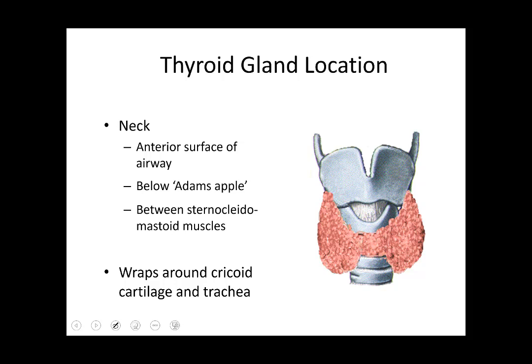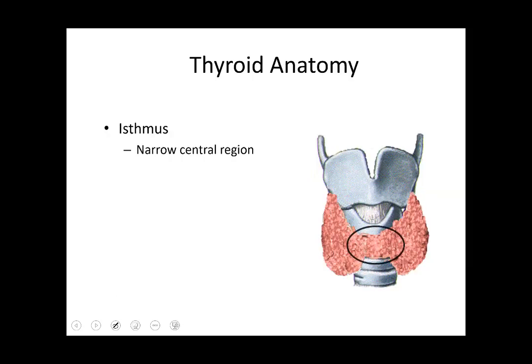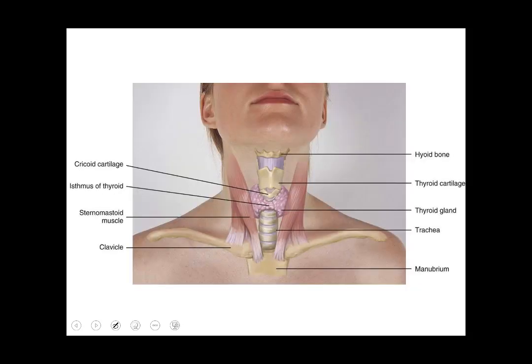So it's wrapping around that airway, the cricoid cartilage and the trachea. We can see it here. In this case, it's lifted up a little higher with the neck in that position. The isthmus is like a bow tie, a funky, weird, gross bow tie. The narrow middle part is known as the isthmus, and the two sides are known as lobes. You have a right lobe and a left lobe. You can see that here.